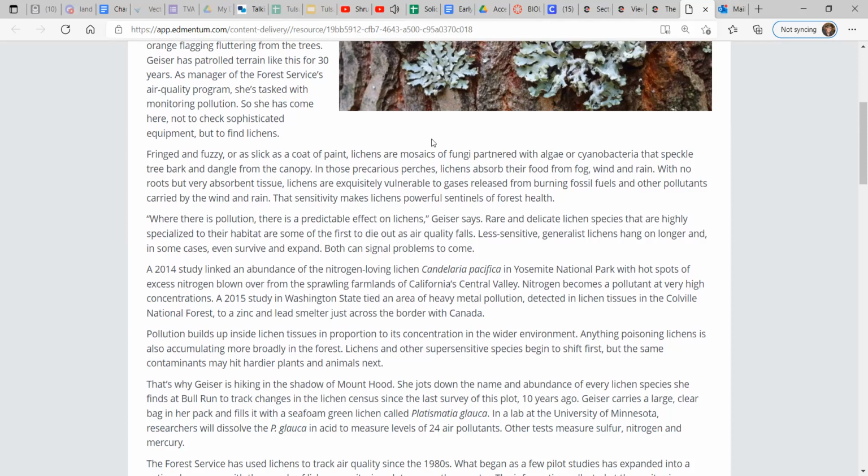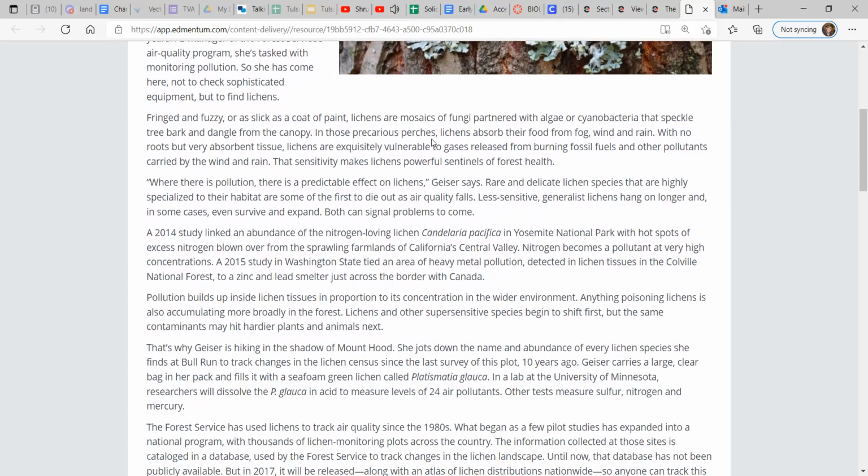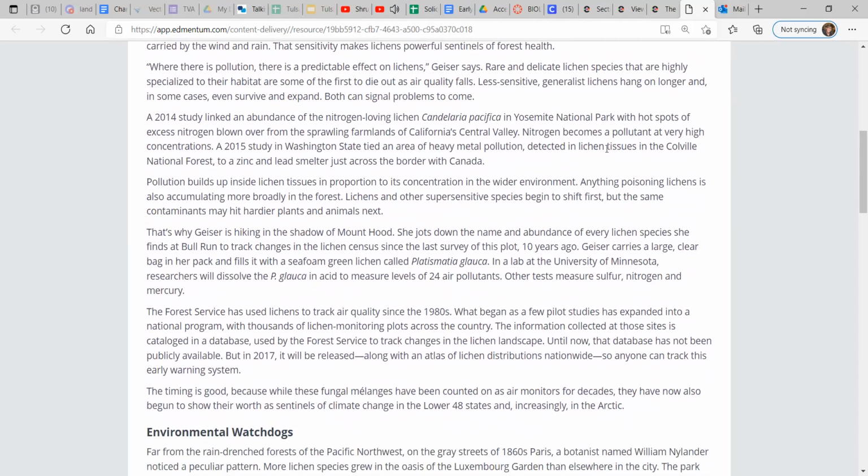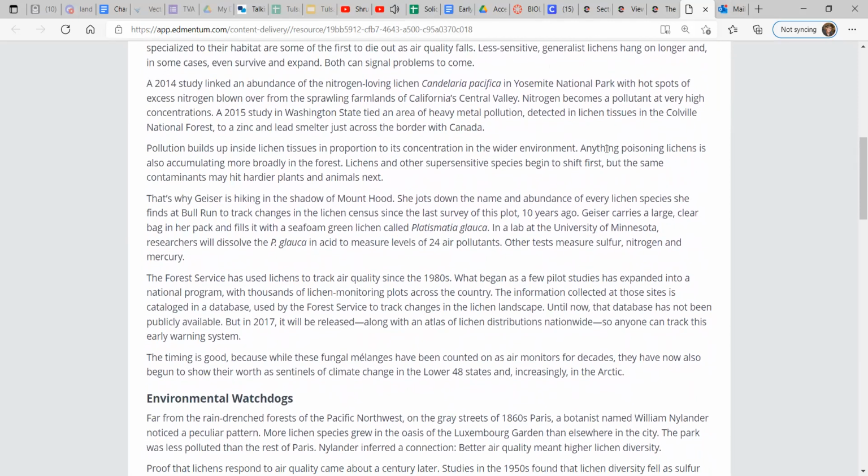A 2014 study linked an abundance of the nitrogen-loving lichen Candelaria pacifica in Yosemite National Park with hotspots of excess nitrogen blown over from the sprawling farmlands of California's Central Valley. Nitrogen becomes a pollutant at very high concentrations.